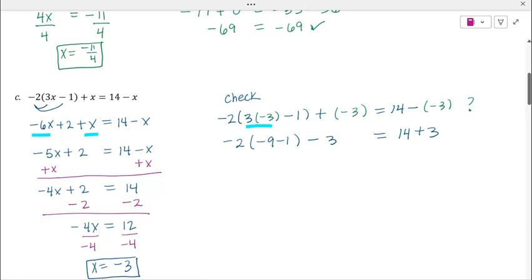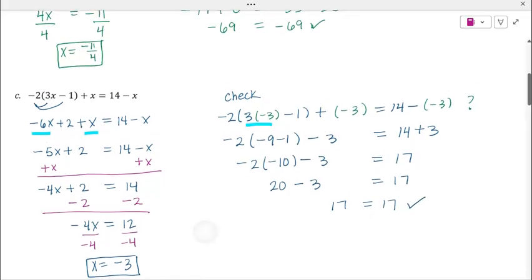All right, so here on the left, I've got negative 2 times negative 10. 14 plus 3 is 17. This is 20 minus 3. So it looks like I'm getting the same thing on both sides. So negative 3 is our answer.